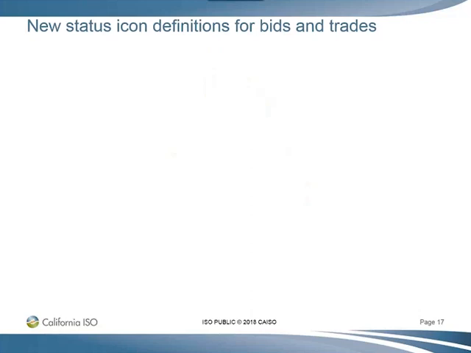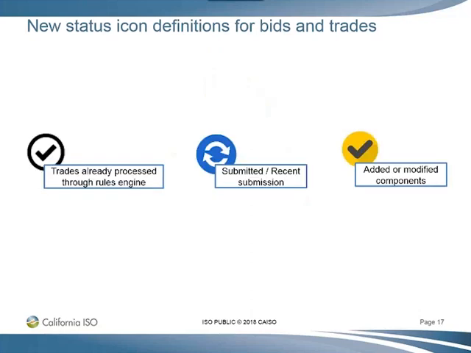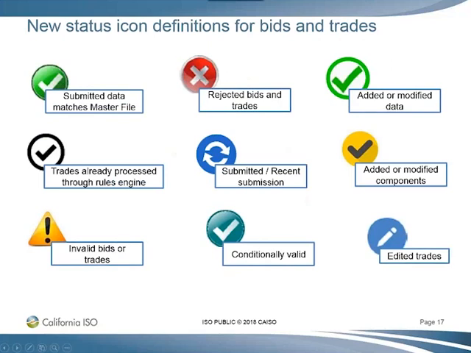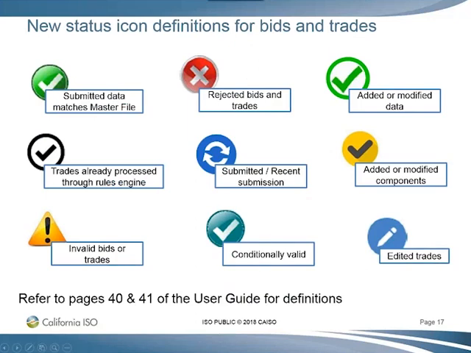With this update, there are going to be new status icons and definitions for these bids and trades. This is just a high level of all of them. All of the details for these icons are in the user's guide, and they're spelled out to you. You can look at pages 40 and 41 of the user guide for the definitions. But here you can see an example of submitted data matches master file.